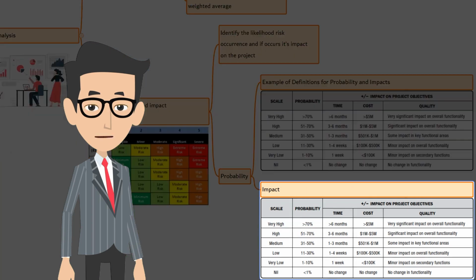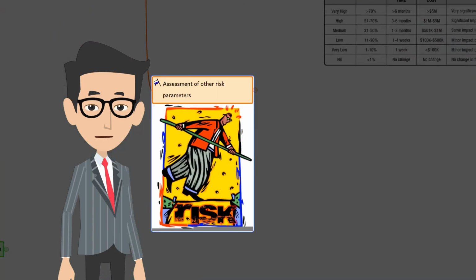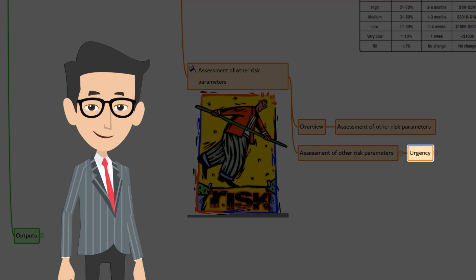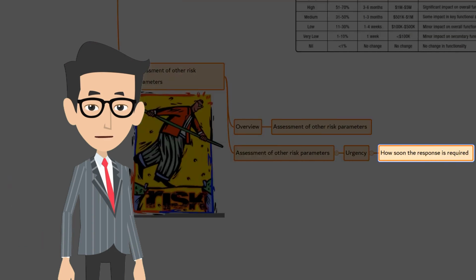Next, assessment of other risk parameters. First, overview. When prioritizing the project risk for further analysis, apart from probability and impact, the project team needs to consider other characteristics of risk such as urgency. The urgency parameter indicates if the risk is likely to occur soon, thus requiring the response to be implemented quickly, or if the risk requires a particularly long time to plan a response. A short period indicates high urgency.